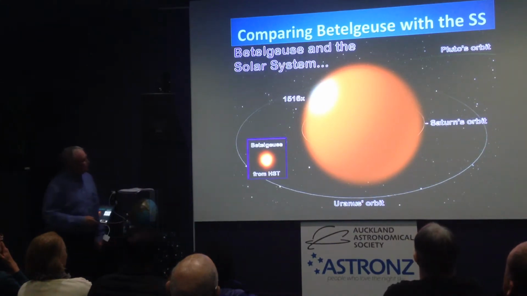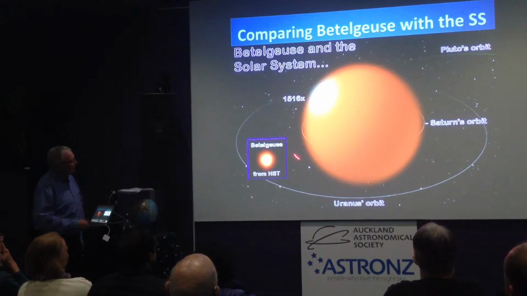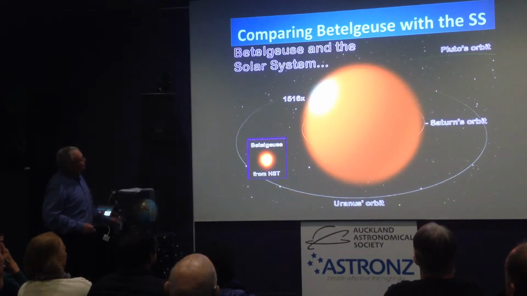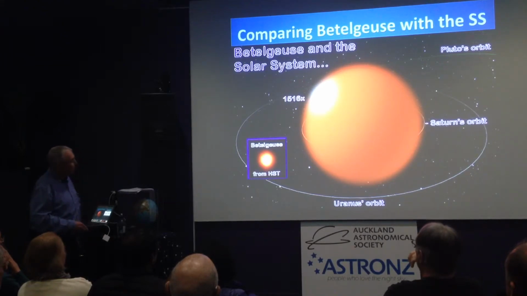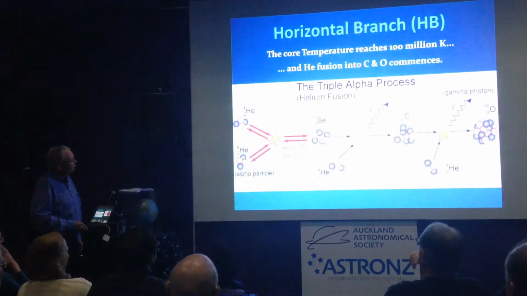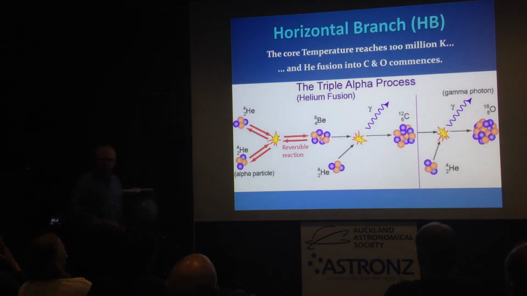Betelgeuse, if you plonk that with the sun in the middle of our solar system, it would extend right out to Saturn's orbit. Huge. That's a real picture of Betelgeuse from the Hubble Space Telescope. So let's move on.